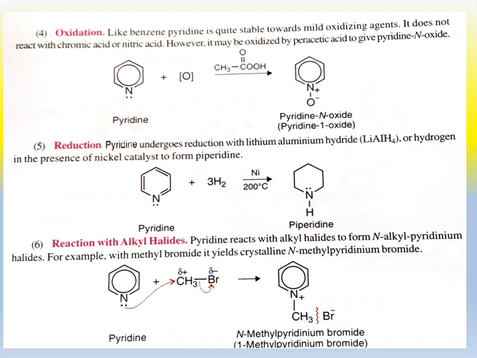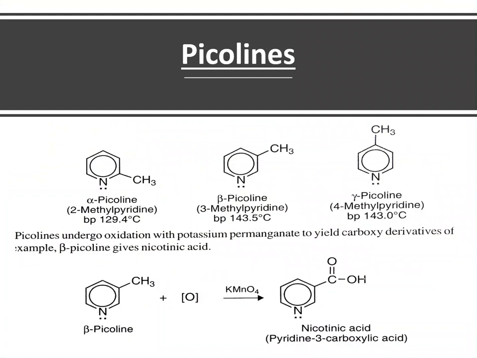Pyridine undergoes oxidation in presence of peroxides. It forms pyridine N-oxide. It undergoes reduction with Raney nickel at high temperature in presence of hydrogen to form your pyridine, the reverse of your starting. As we have said, when we react with methyl bromide, an alkyl bromide, it forms N-methyl pyridinium bromide, a quaternary salt. It undergoes electrophilic addition reaction. So these are some of the reactions of pyridine.